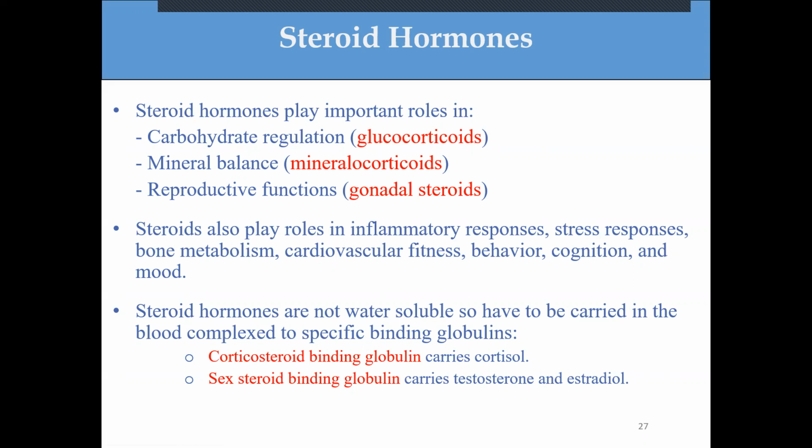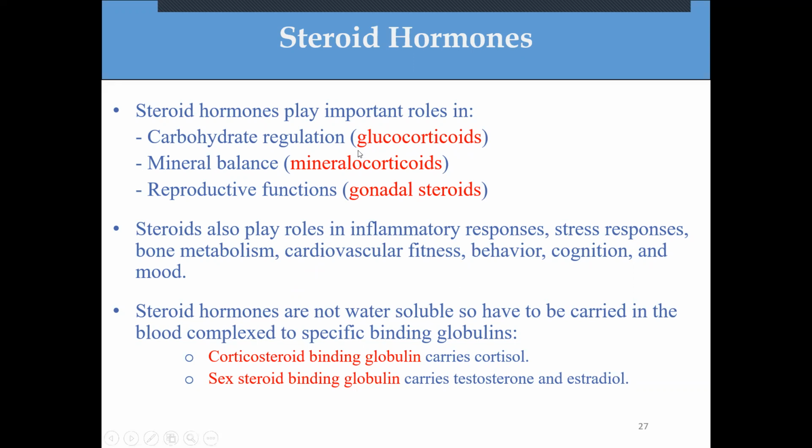They are basically one of the most powerful substances that you can give someone, which is why they're used so much to cheat in sports, because they can help control bone metabolism, fitness, behavior. They can control inflammation, stress. If you give someone steroid hormones, those hormones will practically do everything to the body.